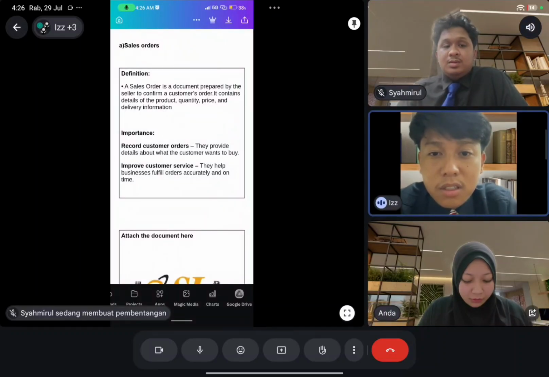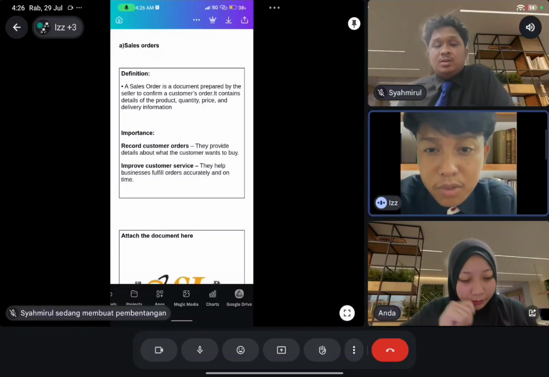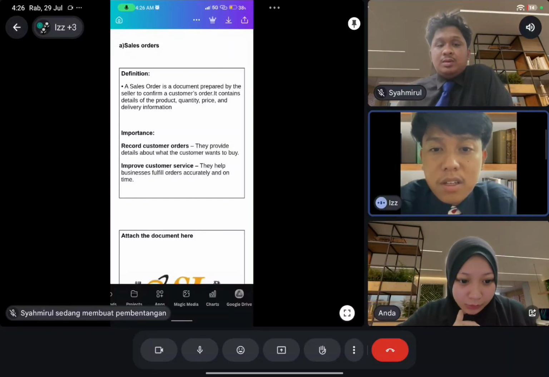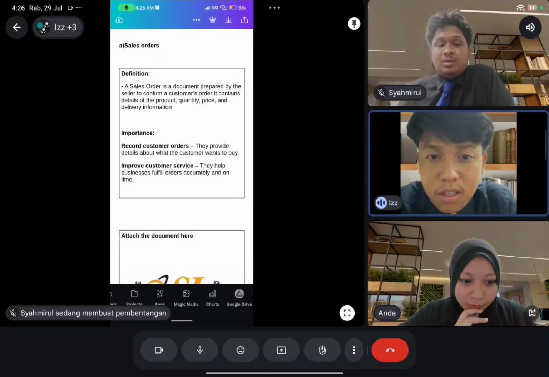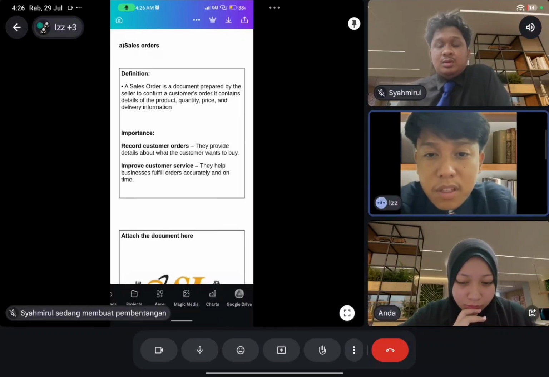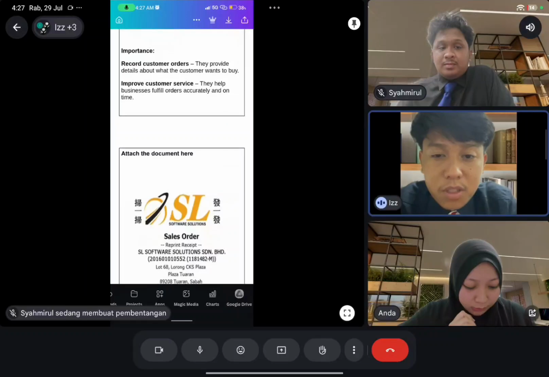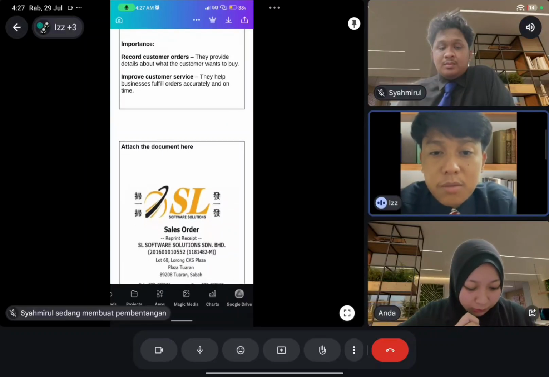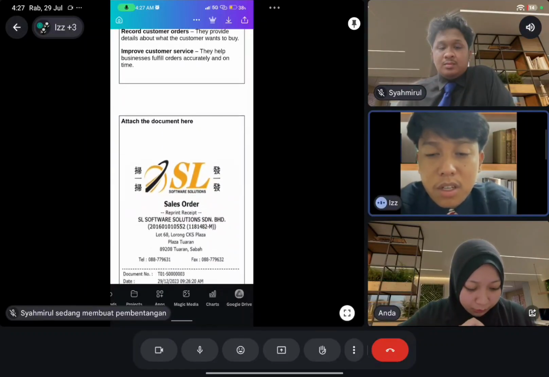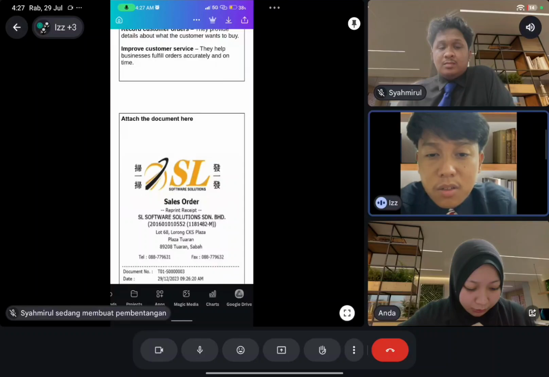A sales order is a document prepared by the seller to confirm a customer order. It contains the product details, quantity, price, and delivery information. Sales order records customer order and shows what the customer wants to buy. It also improves customer service by helping businesses fulfill orders accurately and on time.